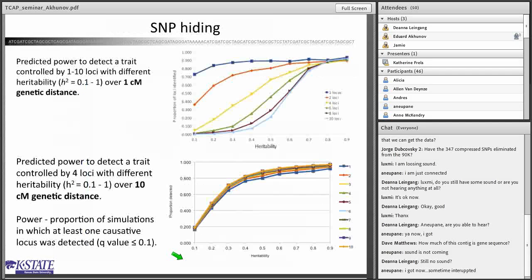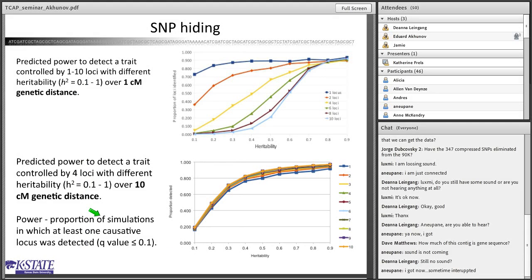So we performed this experiment, and then we tried to assess the power of our association mapping in our population, where the power is the proportion of simulations in which at least one causative locus could be detected with the false discovery rate less than 0.1.